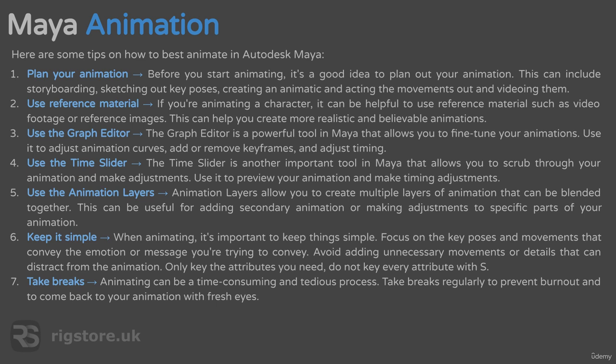Number 6, keep it simple. When animating, it's important to keep things simple. Focus on the key poses and the movements that convey the emotion or message you're trying to convey. Avoid adding unnecessary movements or detail that can distract from the animation. Only key the attributes you need. Do not key every attribute with S.